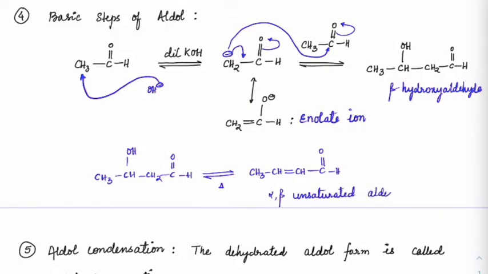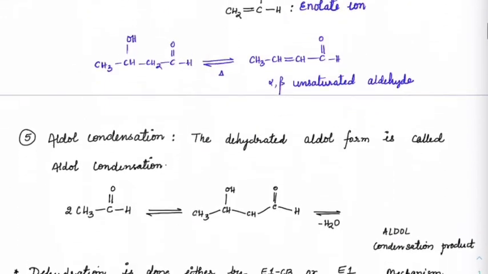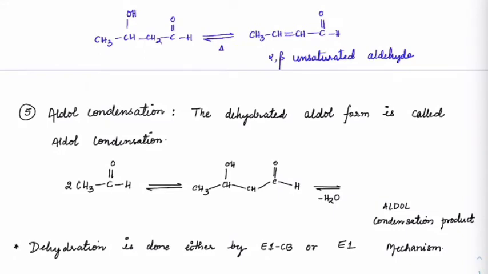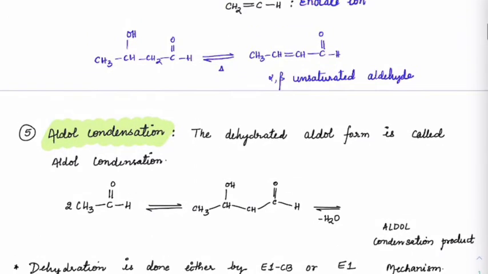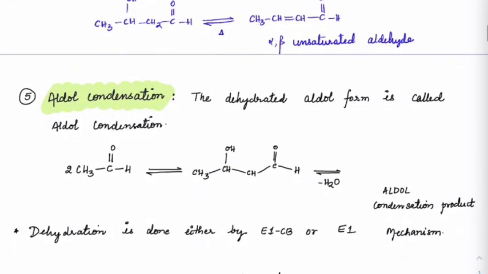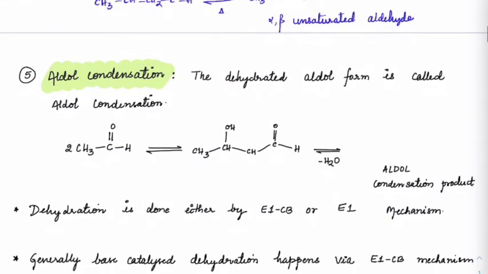Now this alpha beta unsaturated aldehyde or ketone is what we call the aldol condensation. So when you use the term aldol condensation, you are asking for the condensed product, that is, after removal of water. So the dehydrated form of aldol is called the aldol condensation product. You can see here, when I take 2 moles of an aldehyde in the presence of either an acidic medium or a basic medium, that would first form an aldol.